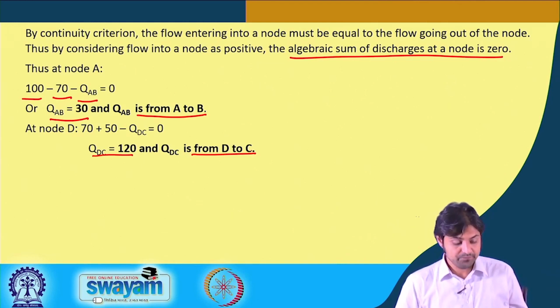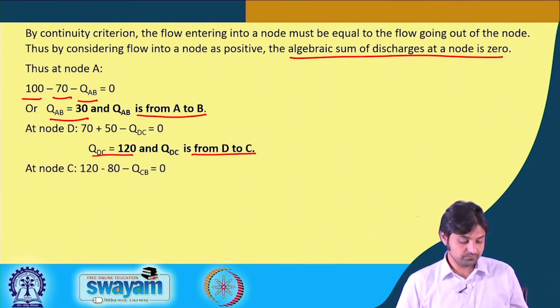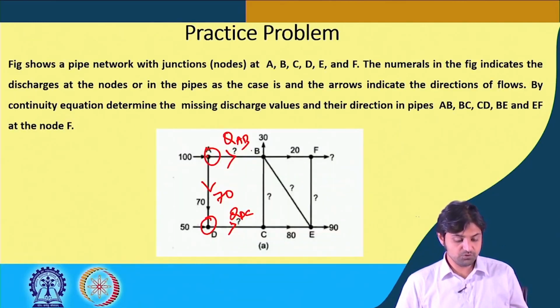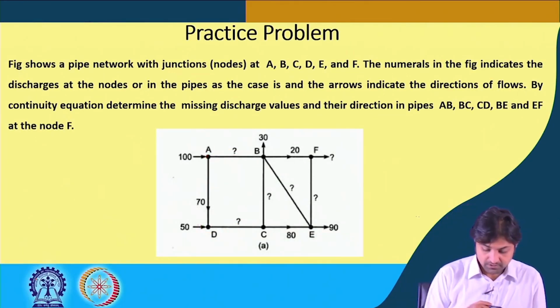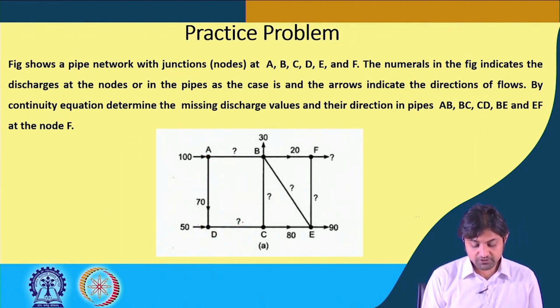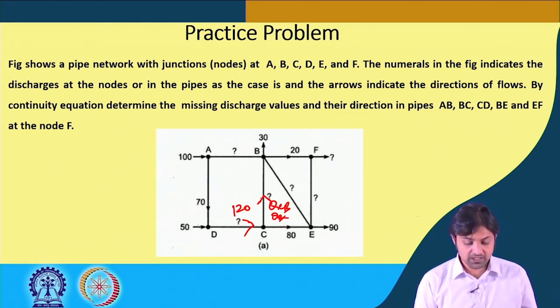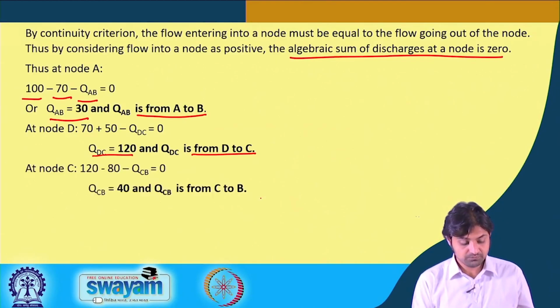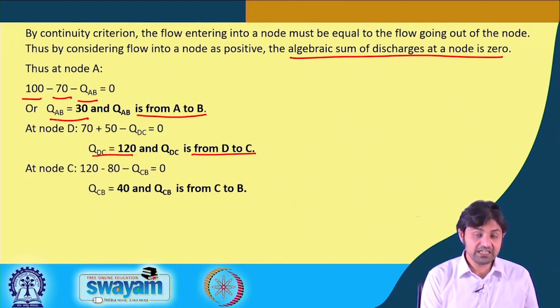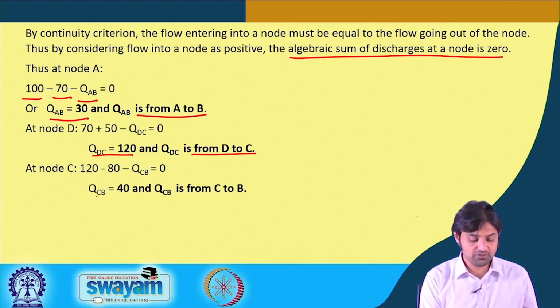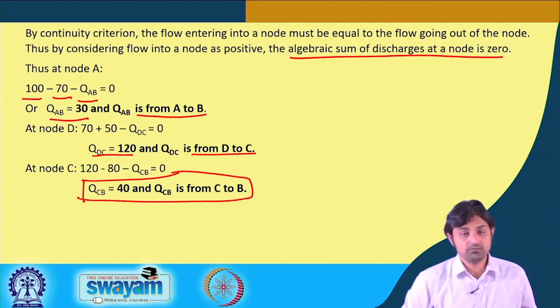Similarly, at node C, let me erase this, this is node C. This we have already calculated, right, this was in this direction 120, this we already know, and this for example we need to calculate QCB or QBC, whatever it is there. So this is known and this is unknown, right. So this is 120 going in, 80 was going out and QCB was also going out, therefore we get QCB is equal to 40 and it is from C to B.